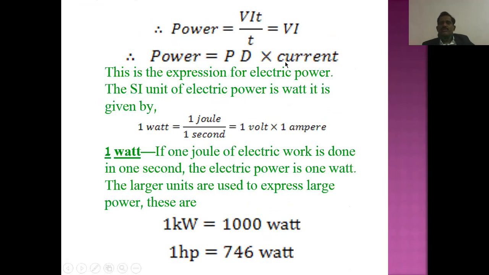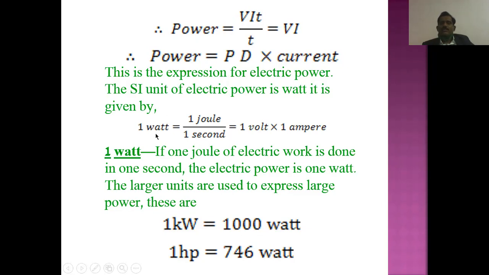So we know that the potential is measured in volt and current is measured in ampere. So the unit of power is the watt, and it is equal to 1 volt into 1 ampere. Means it is also equal to 1 joule divided by 1 second. So we define 1 watt: if 1 joule of work is done in 1 second, then that electric power is said to be 1 watt. And this is a familiar unit of power.